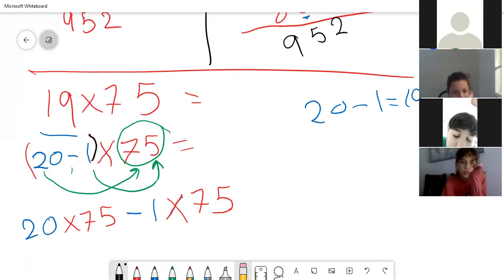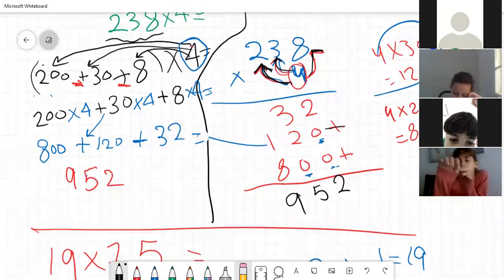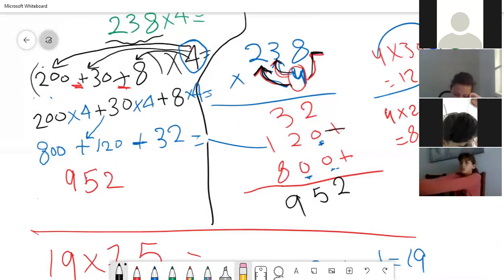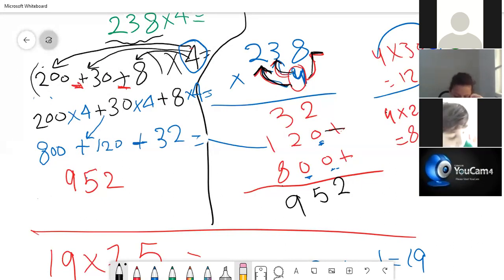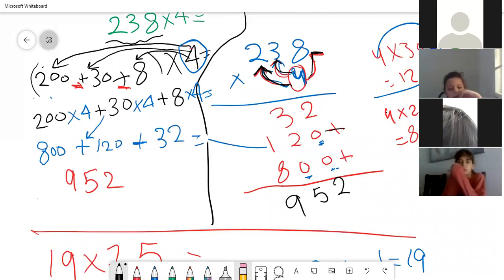Do you remember when we studied operations with brackets? Why did I put it inside brackets? Because 20 minus 1 will give me 19. Then I will do the same thing I did here. What did I do here? I multiplied the 4 by 20, the 4 by 30, and the 4 by 8. I multiplied the 4 by the whole number inside the bracket.